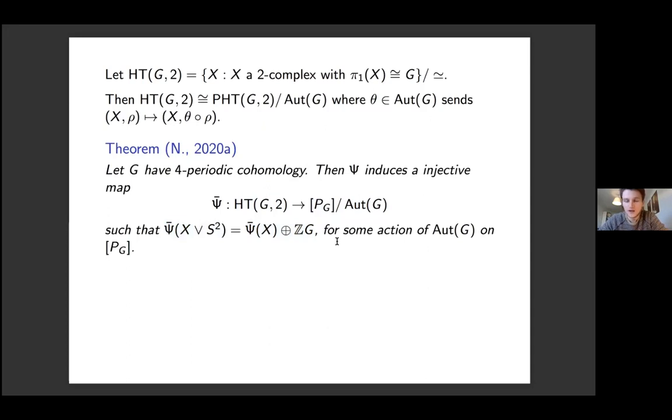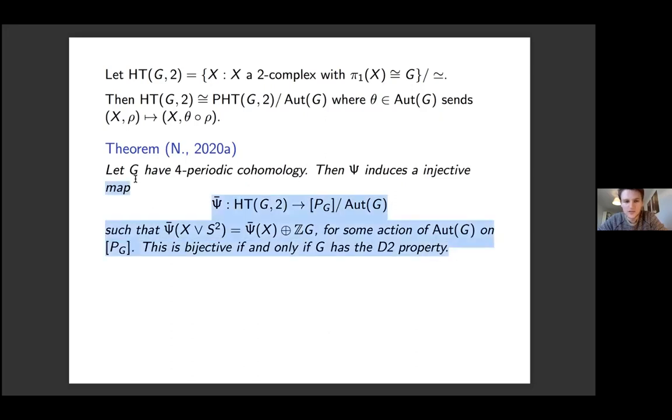And this is bijective, by the previous discussion, if and only if G has the D2 property. Right, so this is in some sense the thing that we need to compute in order to study this problem. And you'll note, if you're paying attention really closely, that this almost doesn't have any more content than the previous thing, because what is the Out G action? If you just take the induced Out G action, then you get this theorem from the previous one almost immediately. But the point is that this Out G action is a very specific one that I can give, but I won't give, basically.